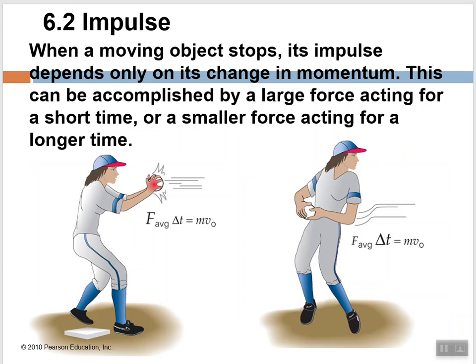Impulse: when a moving object stops, its impulse depends only on its change in momentum. This can be accomplished by a large force acting over a short time or a smaller force acting for a larger time. So, in this case, they have this person catching the ball really quickly. So the change in momentum is happening really fast. So you're going to have a large force, small time.